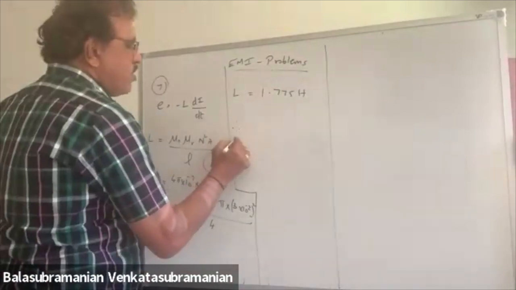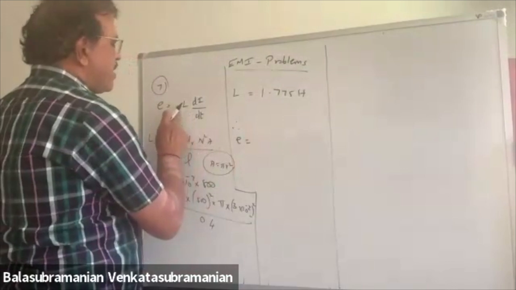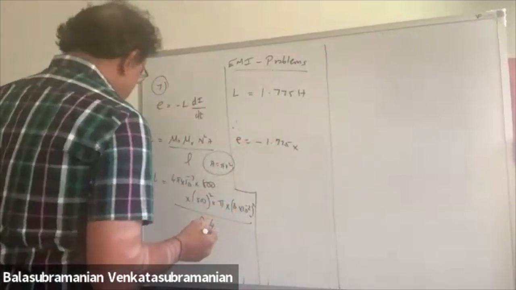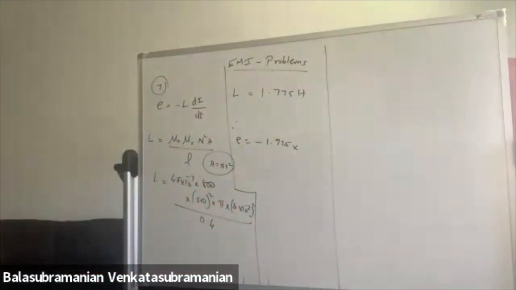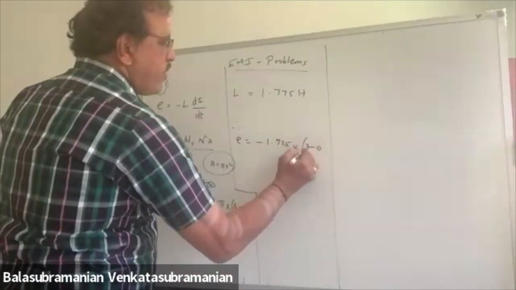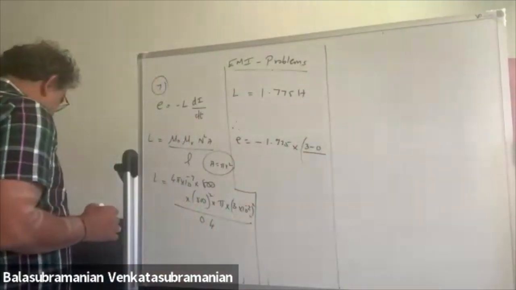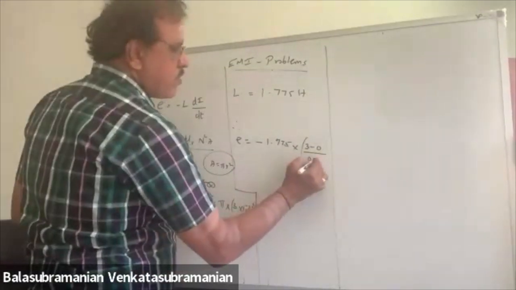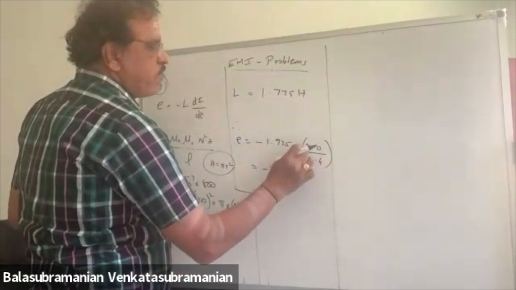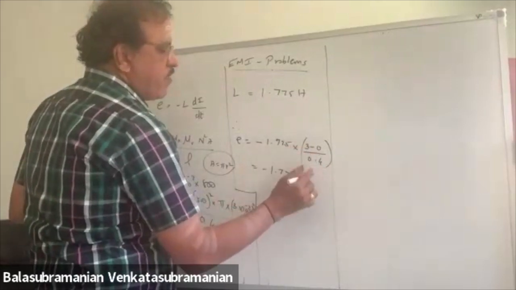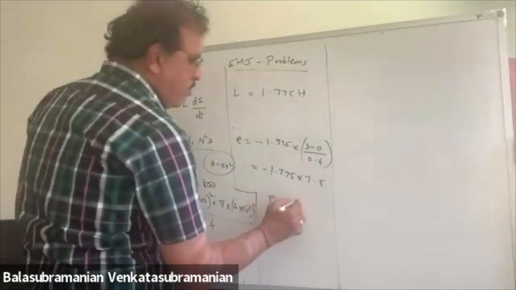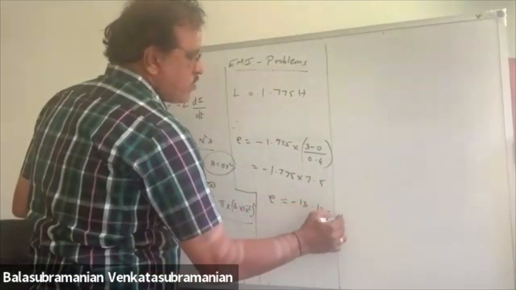What is the value? E is equal to minus L, that is minus 1.775 into di by dt. What is the change in current? 0 to 3 ampere, so 3 minus 0, final minus initial. Time is 0.4. So minus 1.775 into 3 by 0.4. 30 by 4 is 7.5. Calculate: minus 13.125 volt.